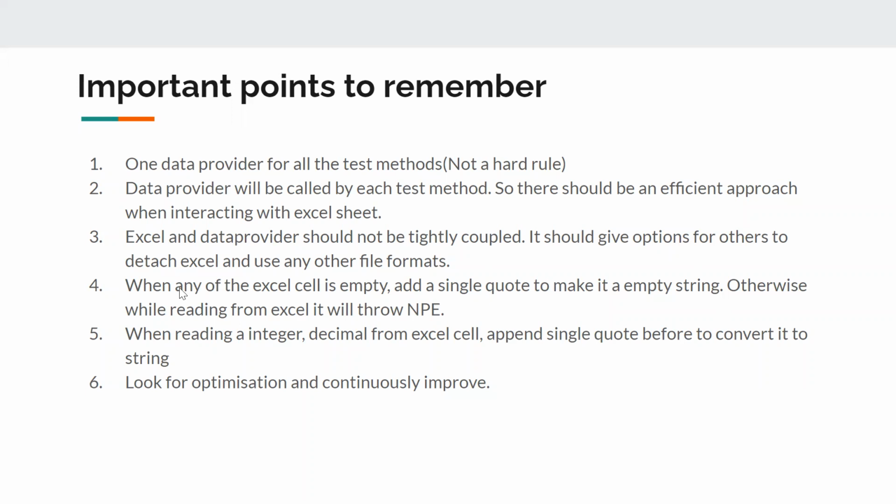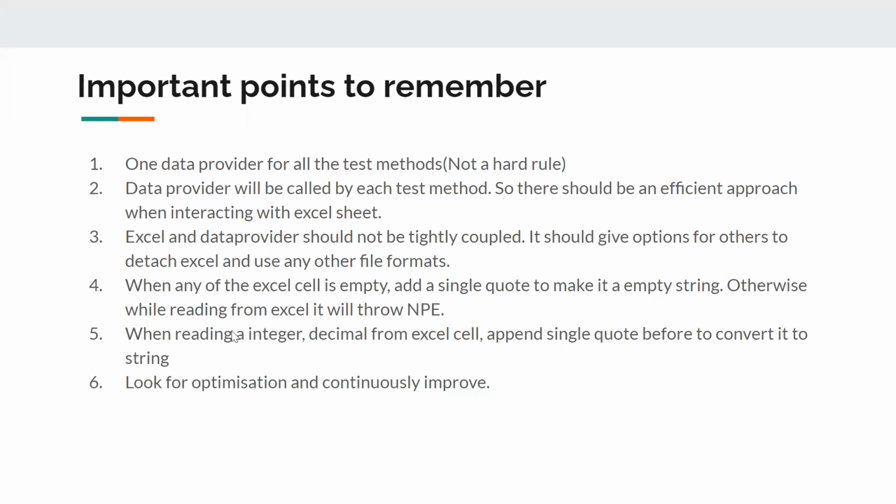Whenever we are reading values from an excel sheet and the excel cell is empty, make sure we add a single quote to convert it to an empty string. Again, we could do some checks to see whether the value is null and then skip it, but it's better to add a single quote and convert it to an empty string. There is no harm in doing that. This can save you a null pointer exception when reading from the excel sheet.